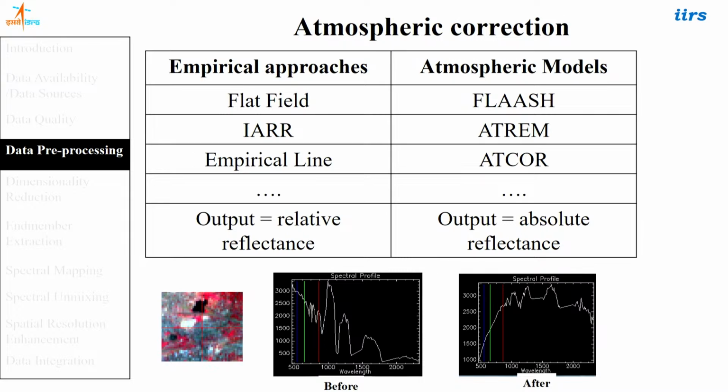In case of the atmospheric model, which generates absolute reflectance, that is based on a radiative transfer model, and in this case you require several parameters, like atmospheric condition, water vapor condition, aerosol level, the date and time of acquisition, the geometry of the data, sun angle, solar azimuth. So various parameters are required. You have to substitute these parameters, and then you will be able to convert that to surface reflectance.